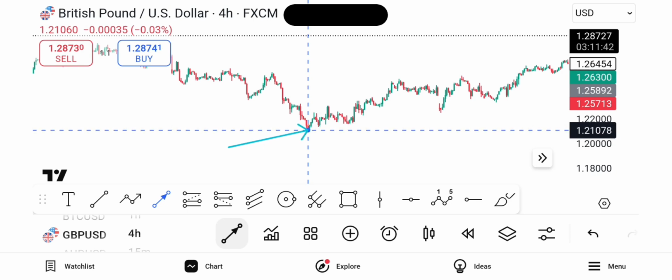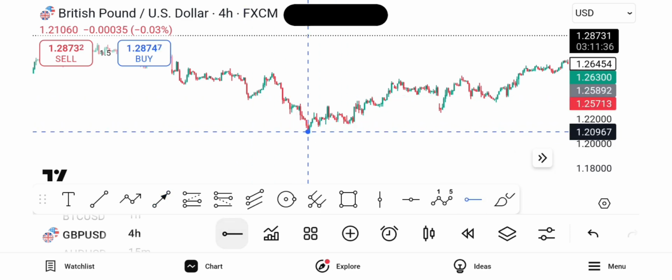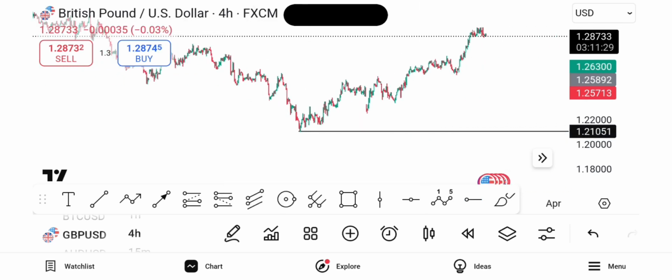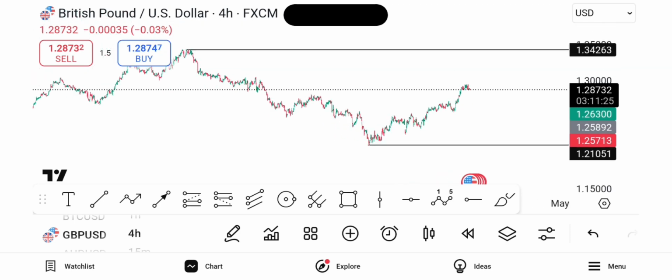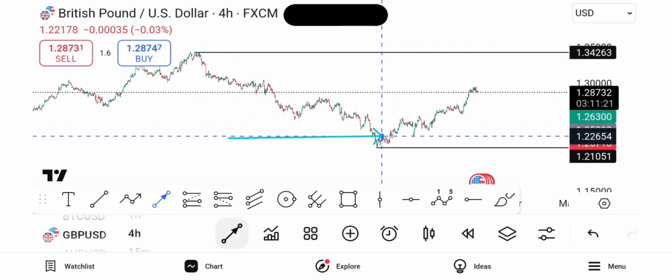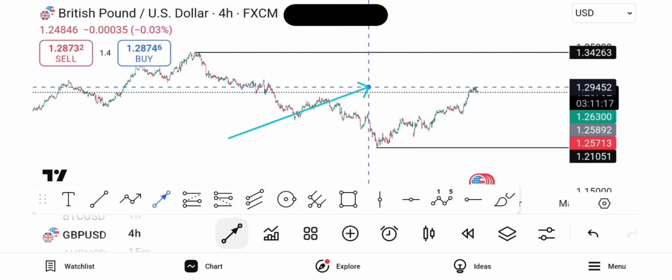Okay, so we draw it. We get our tool, the horizontal ray, then we draw it. You mark it like this, and after that you lock it. Then let us zoom in, and you see that we already have our resistance and the support here, as you can see. So what is next now?